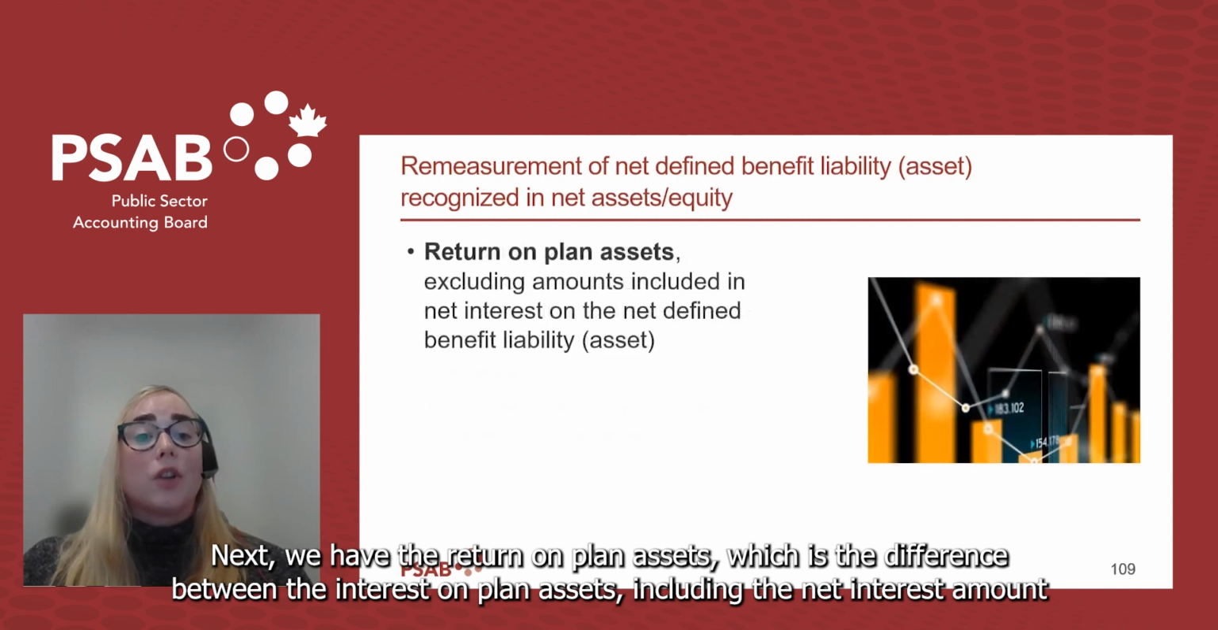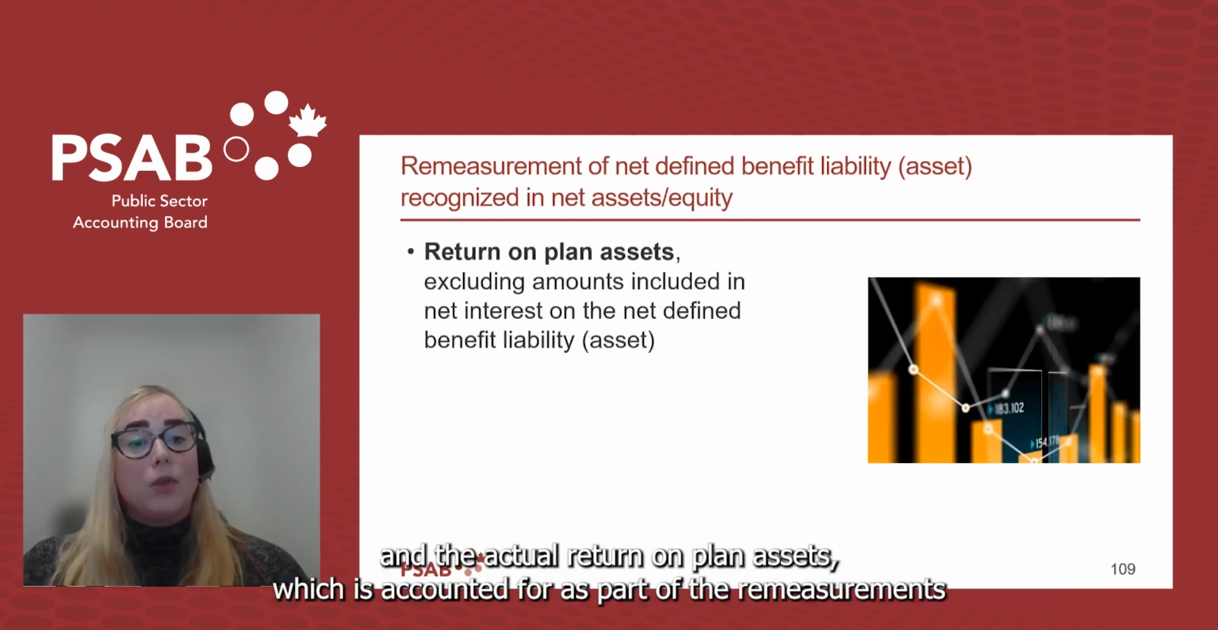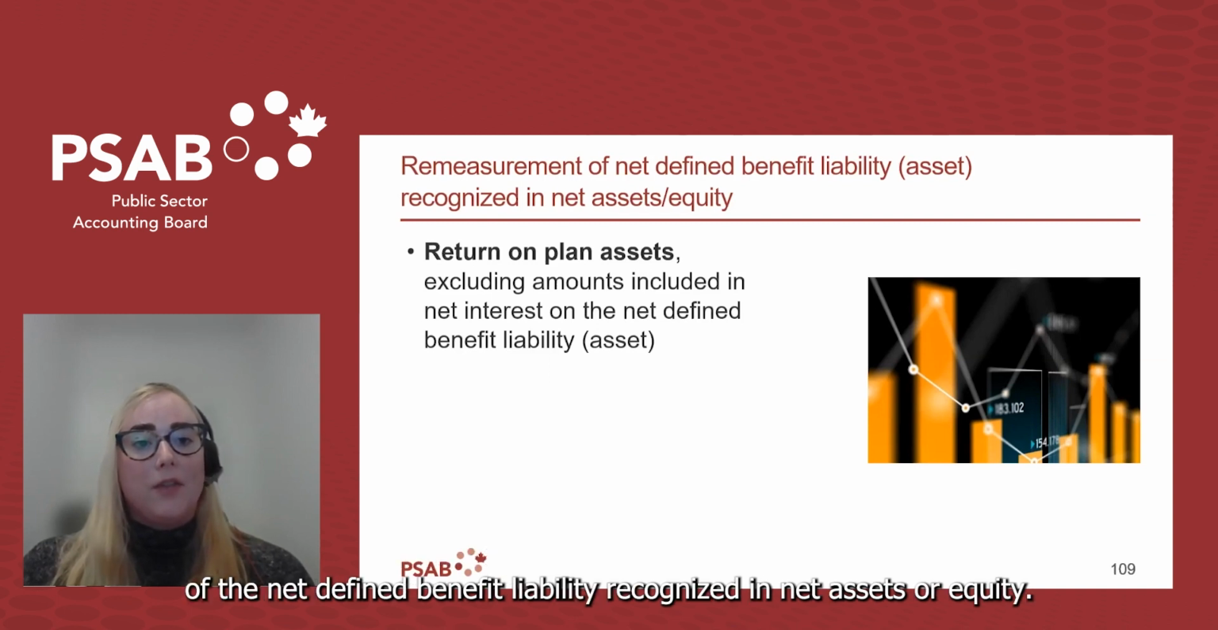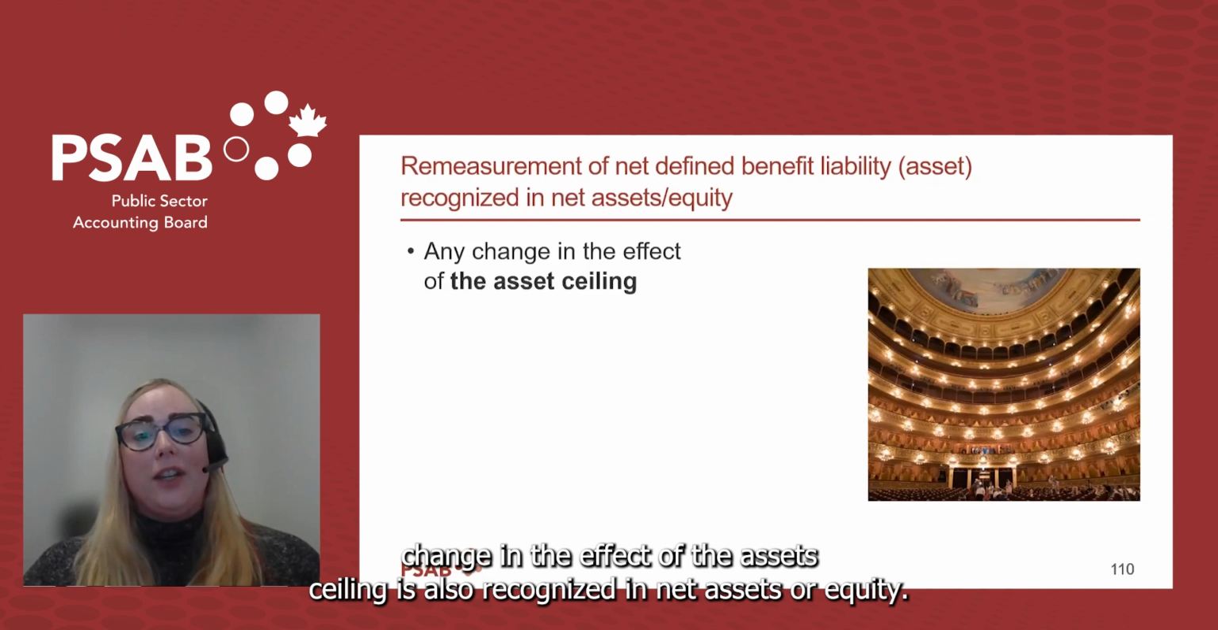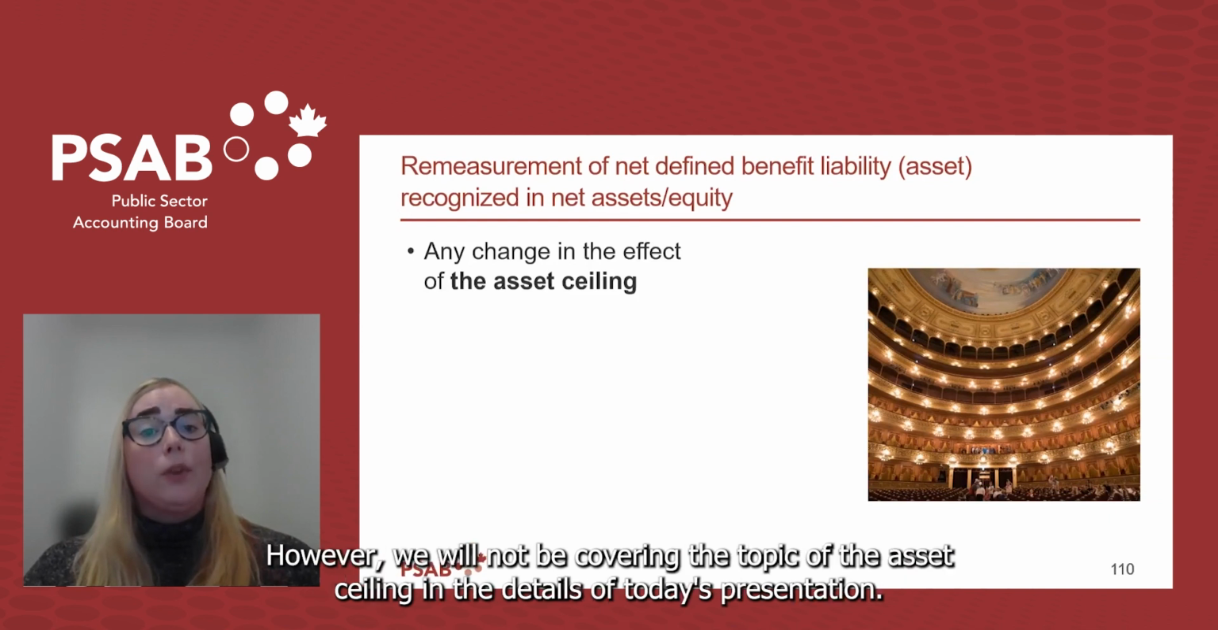Next, we have the return on plan assets, which is the difference between the interest on plan assets, including the net interest amount, and the actual return on plan assets, which is accounted for as part of the remeasurements of the net defined benefit liability recognized in net assets or equity. Lastly, any change in the effect of the asset ceiling is also recognized in net assets or equity. However, we will not be covering the topic of the asset ceiling in the details of today's presentation.